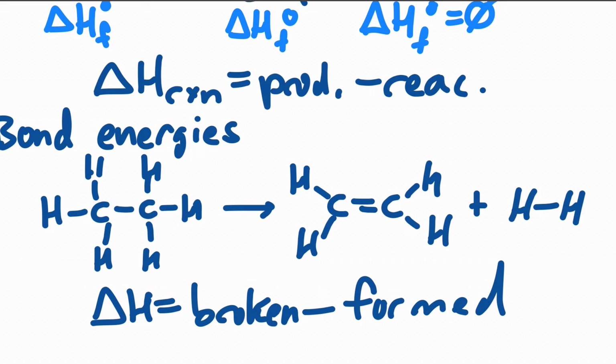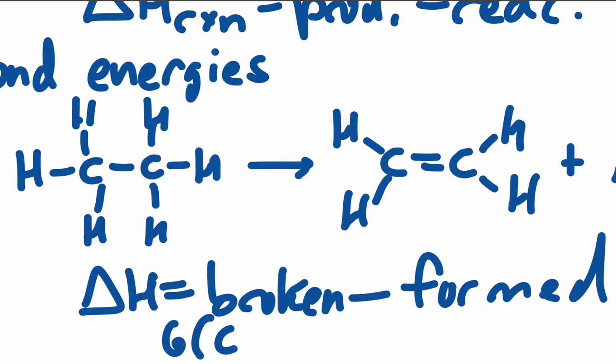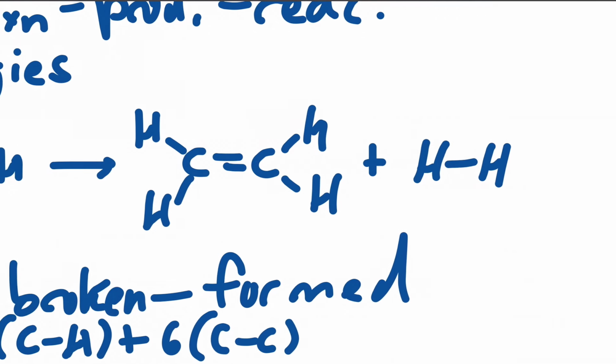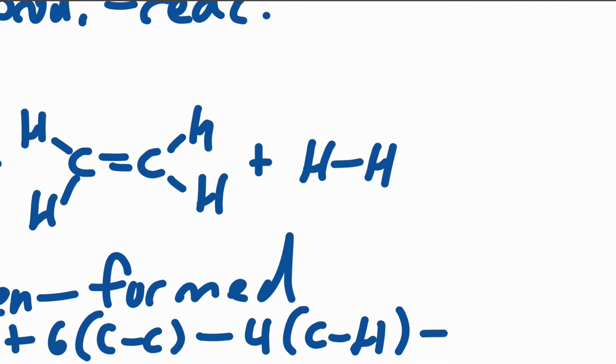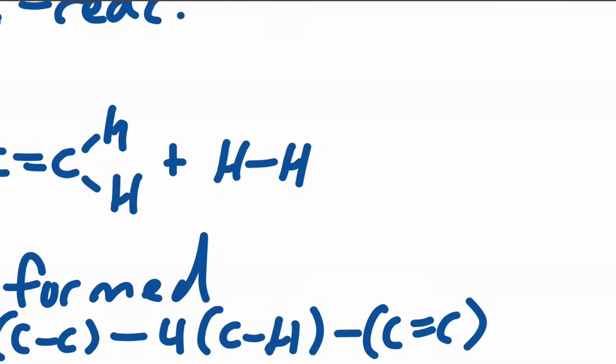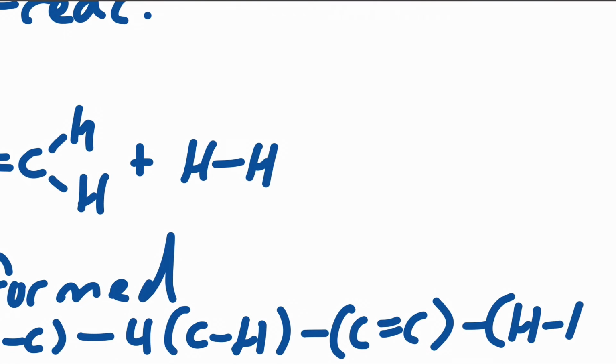bonds. And here it would be breaking, it looks like, 6 CH single bonds, 1, 2, 3, 4, 5, 6, and I'm also breaking a CC single bond. So I'd actually write 6 times a CH bond and 6 times a CC bond. And then you are forming, so subtract 4 CH single bonds. You're also forming 1 carbon-carbon double, and you're forming an HH single bond.